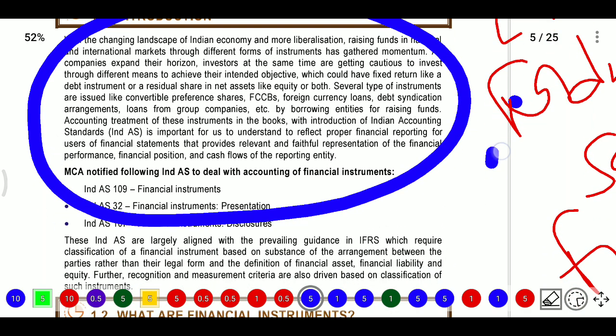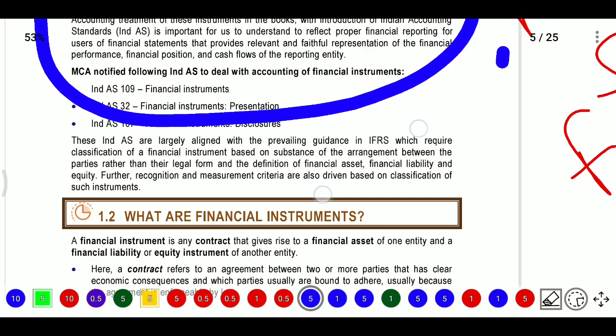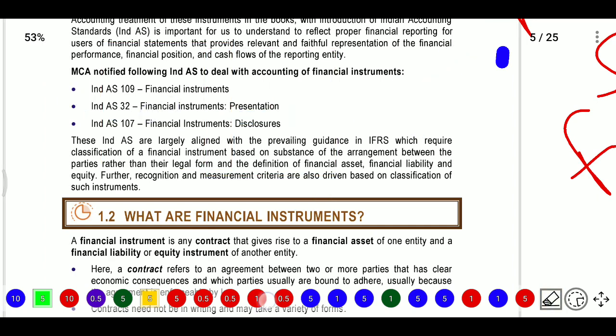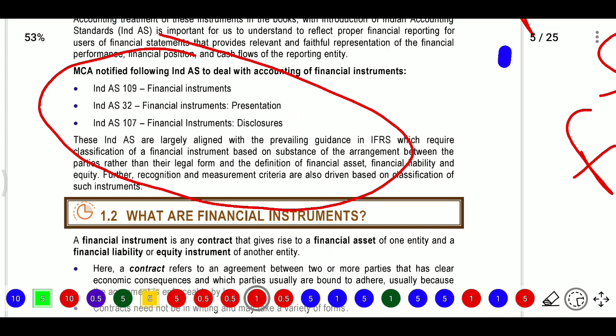What is there in discussion? After that, the MCA, the Ministry of Corporate Affairs, notified the following Ind ASs to deal with accounting for financial instruments. There are 3 Ind ASs notified by the MCA: one is 109, next is 32, that is financial instruments presentation, and 107, financial instruments disclosure. So these 3 deal with financial instruments.